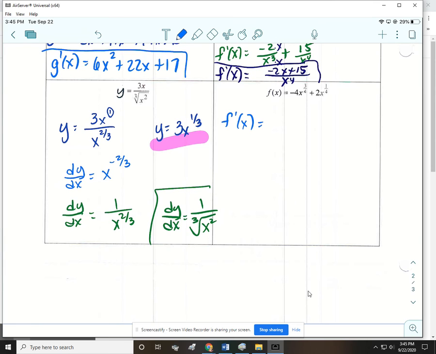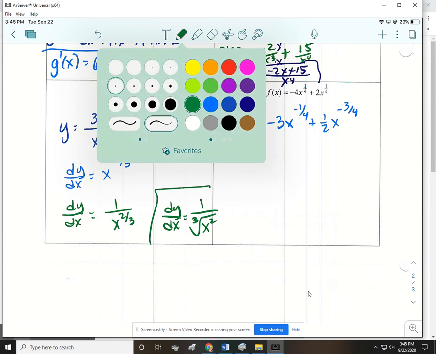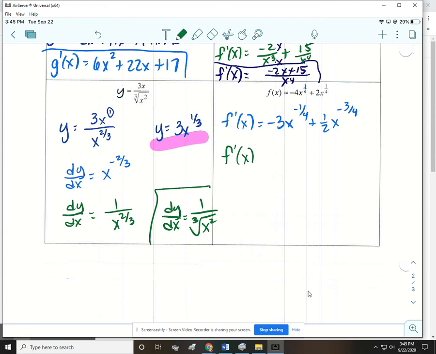We can go ahead and multiply. So 3/4 times negative 4 is negative 3. Subtract 1 from 3/4, it's negative 1/4. Right, multiply 1/4 times 2 is 1/2. And subtract, we're going to get negative 3/4. All right, this one's a little challenging to get in the right form. All right, so we have negative 3 over x to the 1/4 plus 1 over 2x to the 3/4.